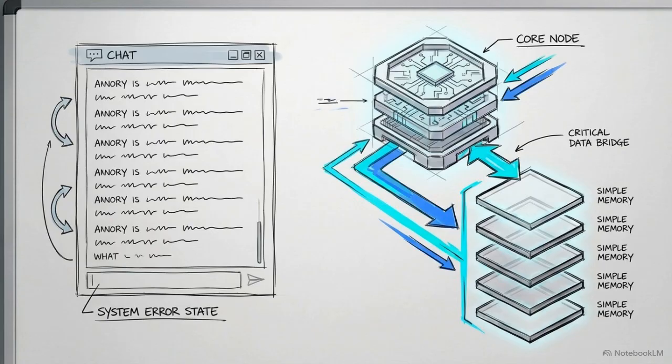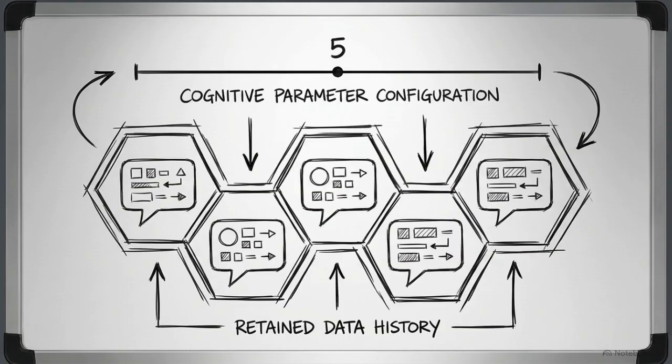Standard language models do not automatically remember what you just said. To fix this, we attach a simple memory node to the agent. Set the memory context window to 5 messages. This allows the agent to maintain a short-term history of the current conversation.